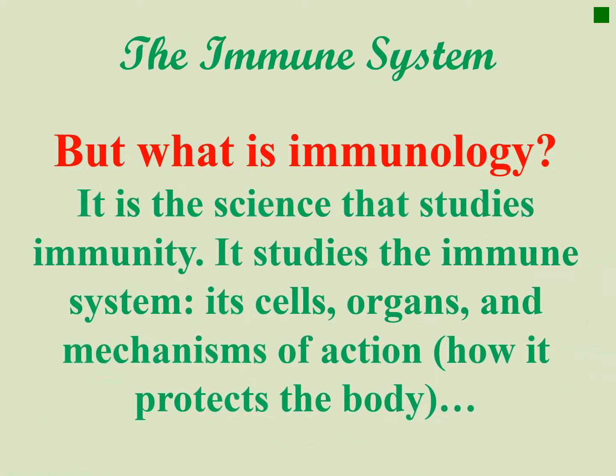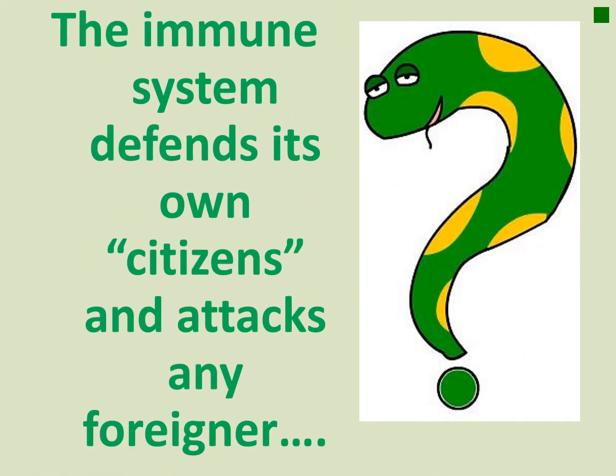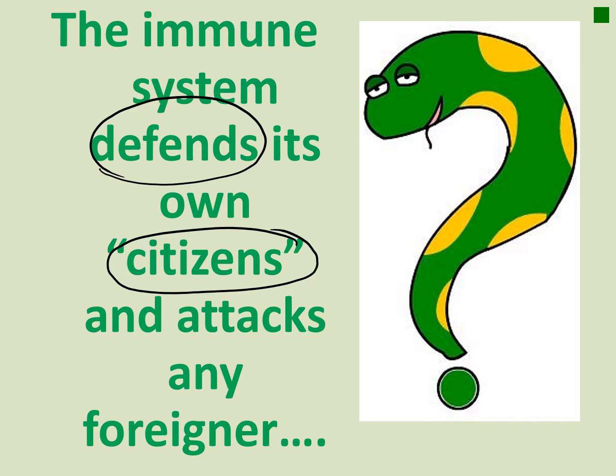What is immunology? Immunology is the science that studies the immune system and the organs of the immune system, the cells and the mechanism, meaning how these cells work and protect our body against any foreign attack. So here you have to know that the immune system defends its citizens and it attacks any foreigner. So the immune system defends our organs, our cells, our parts of the body, and attacks any foreign attacks, any foreign invasion by foreign bodies.